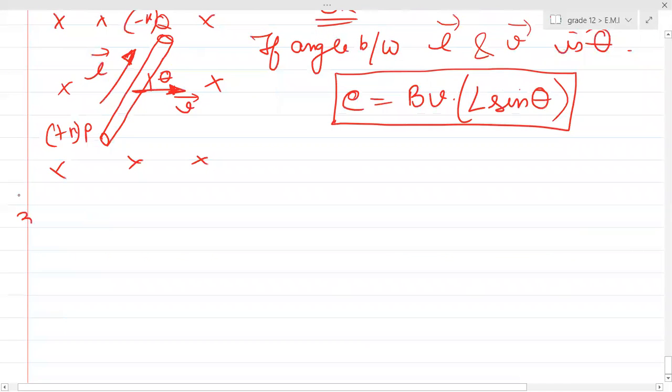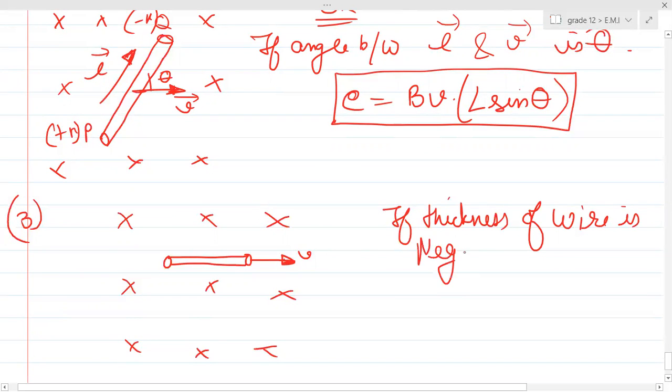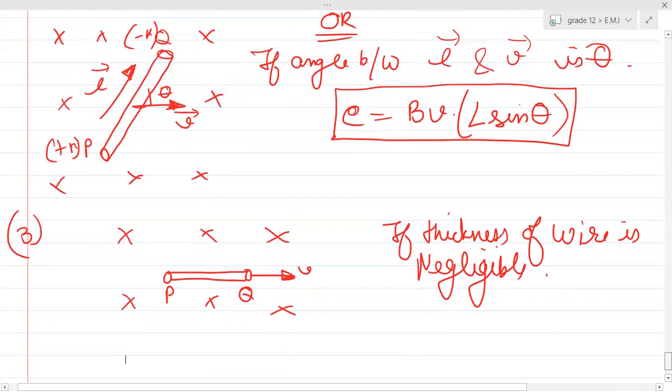Please remember, if someone asks, sir, if this is the case, then what will be the EMF in the rod or the wire? Suppose the thickness of this wire is negligible. If the thickness is negligible, will the wire be cutting any lines? Because the rod is perpendicular to the velocity, isn't the angle going to be 90 degrees? So sin 90 is how much?